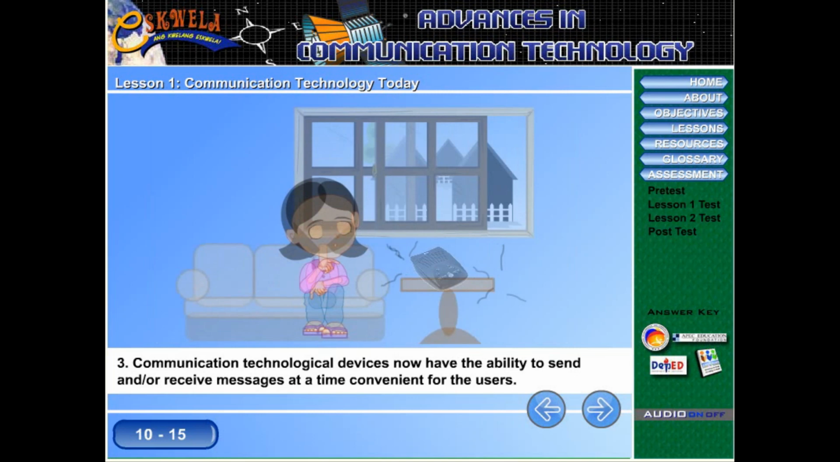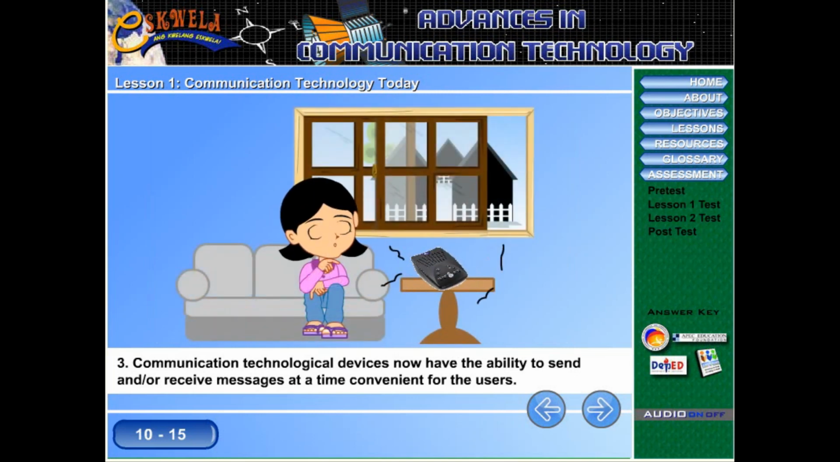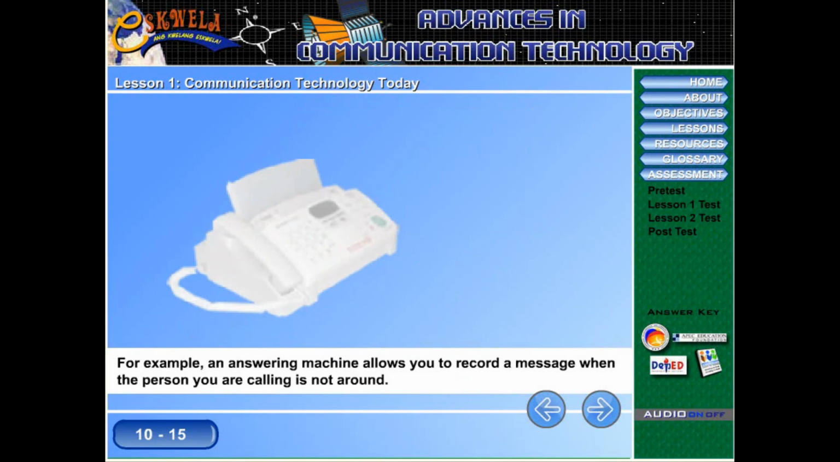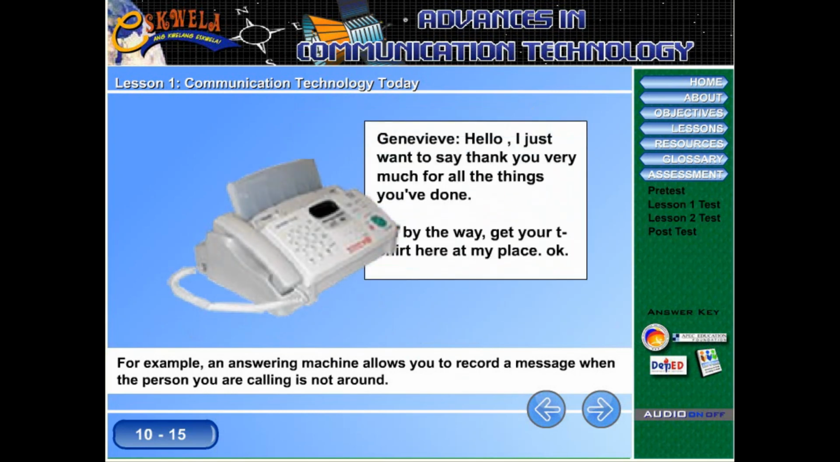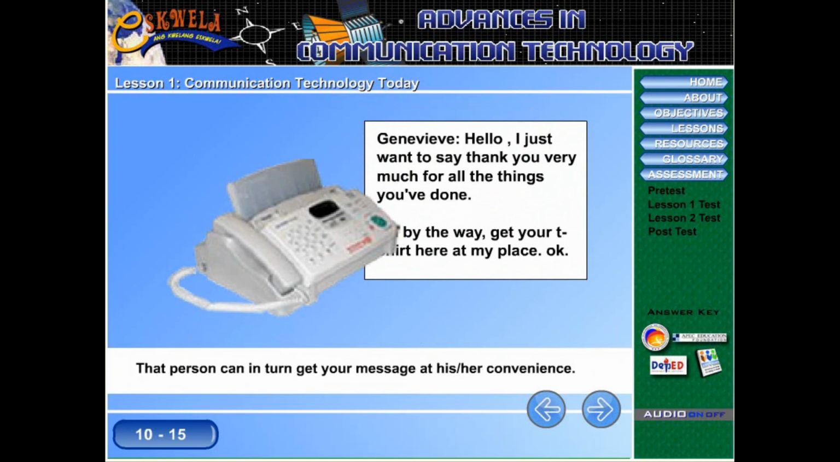Number 3. Communication technological devices now have the ability to send and/or receive messages at a time convenient for the users. For example, an answering machine allows you to record a message when the person you are calling is not around. That person can in turn get your message at his/her convenience.